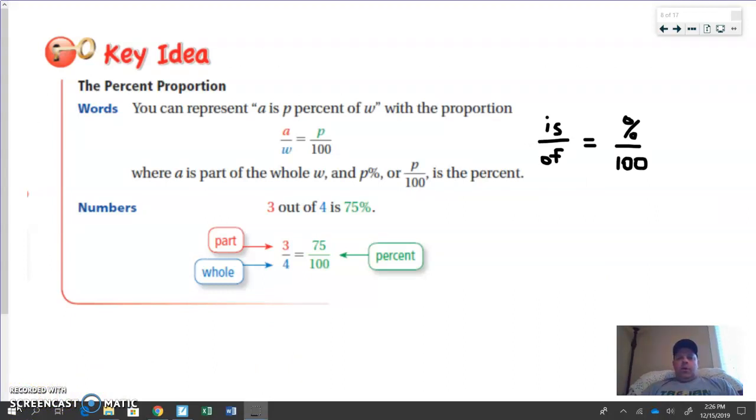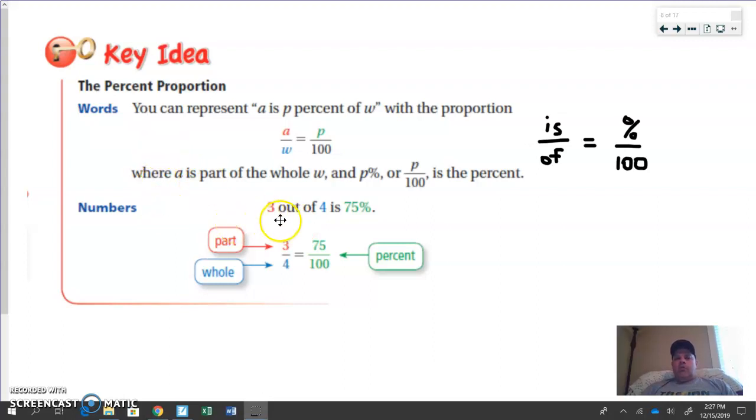So what we're going to work on a lot more today is the percent proportion. You can represent A is P% of W with the proportion A divided by W equals P divided by 100, where A is the part of the whole, W, and P% is P over 100, the percent. Another way that I often think of this is is over of equals percent over 100. We know percent is always out of 100. That's why our percent is going to go out of 100.